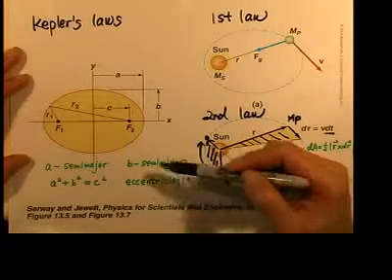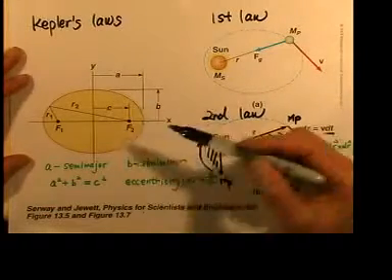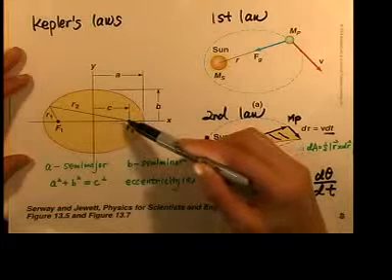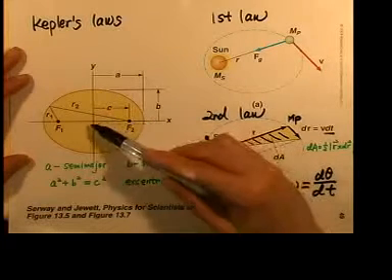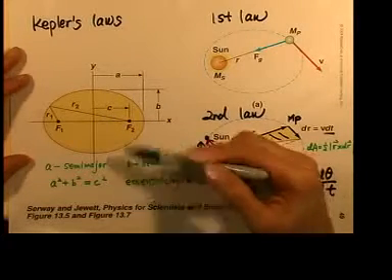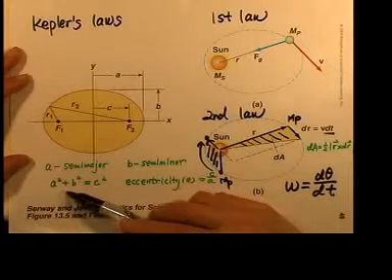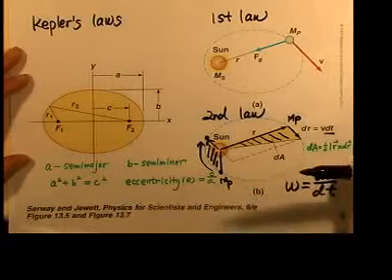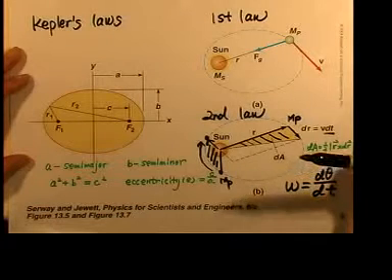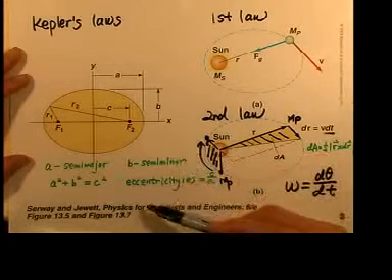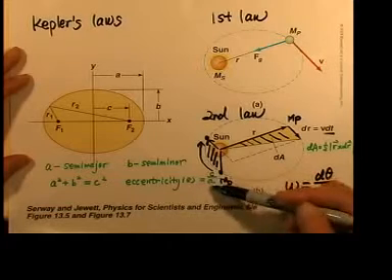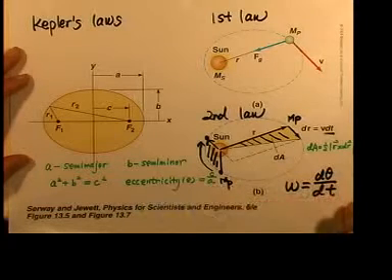And the relationship between a, b, and c, what is c? c is the distance from one focus to the center of this orbit. That is c. The relationship between a, b, c is a squared plus b squared equals c squared. And this c has special meaning. We define c over a as eccentricity.